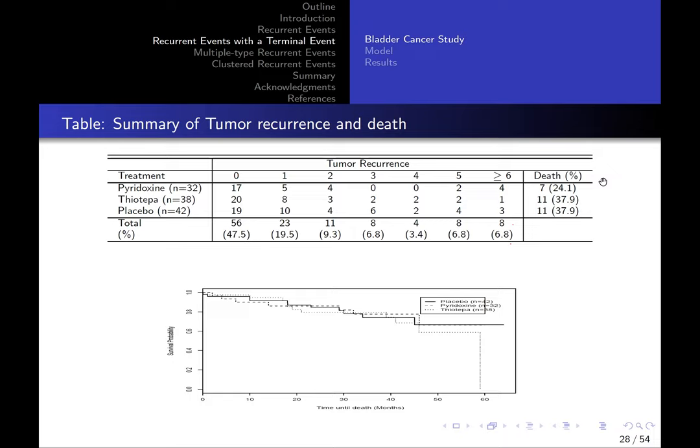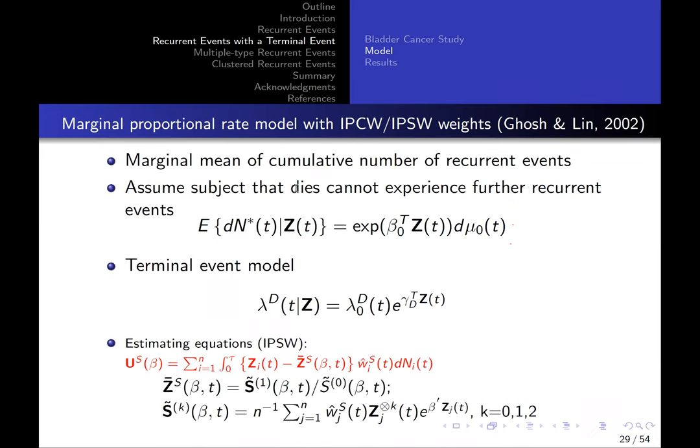What people mostly do, since there is no standard software for it, is normally ignore the death as a censoring and analyze it, but that can have implications on the inference. Okay, that can have issues on the estimates as well. There could be bias. So there are types of models which have been proposed. Again, it's an extension of the proportional rates models we saw before, both additive as well as multiplicative rates models. This has been dealt with by Ghosh and Lin in 2002. They published papers for handling terminal events.